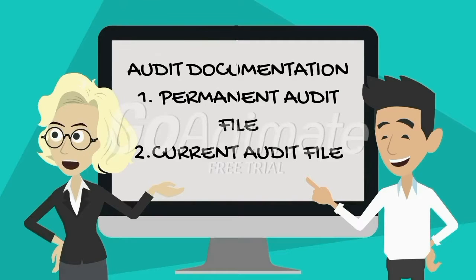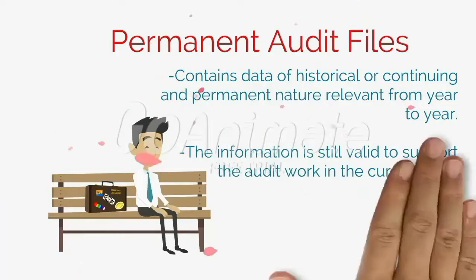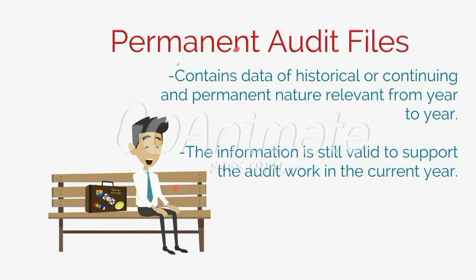Next topic is audit documentation. 1. Permanent audit file. 2. Current audit file. The permanent audit file contains data of historical or continuing and permanent nature relevant from year to year. The information is still valid to support the audit work in the current year.